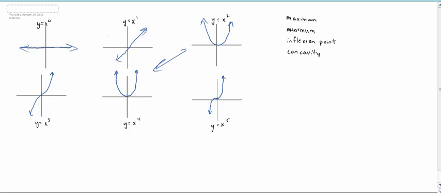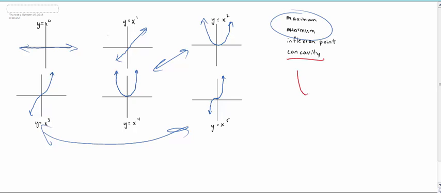These are what we would consider even functions, and these are odd functions. Even functions are symmetric across the y-axis. Odd functions are symmetric through the origin. Maximum, minimum, those are words we should know. Highest or lowest point on a graph, or relatively highest point or lowest point. An inflection point is where the concavity changes.